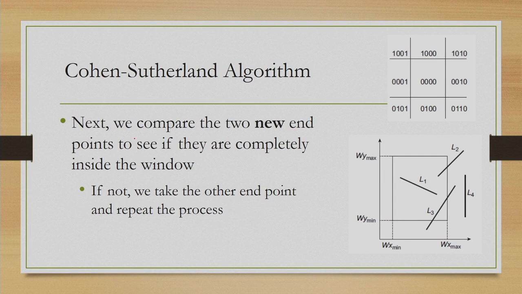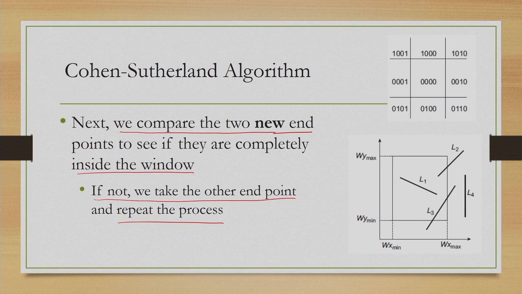Now, we have a new region code, that is, the intersection point and the other endpoint with respect to a particular boundary. So, we compare the two new endpoints to see if they are completely inside the window. If they are, then of course, we keep that. If not, then we take the other endpoint and repeat the process.